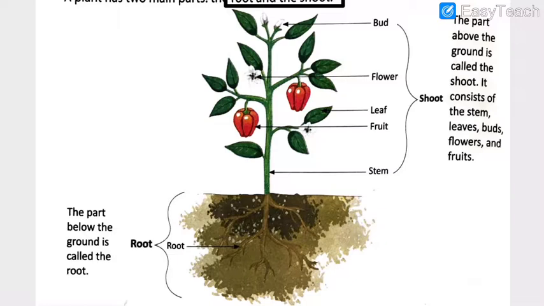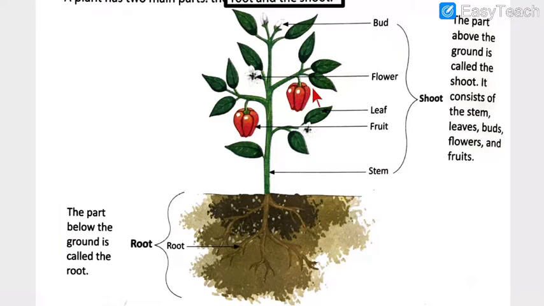You will be able to write the answers on your own. So let us discuss it. The part above the ground is called the shoot. It consists of stem, leaves, buds, flowers and fruits. So all this, starting from the stem till the bud, this upper part which is above the ground, this part is called the shoot part.